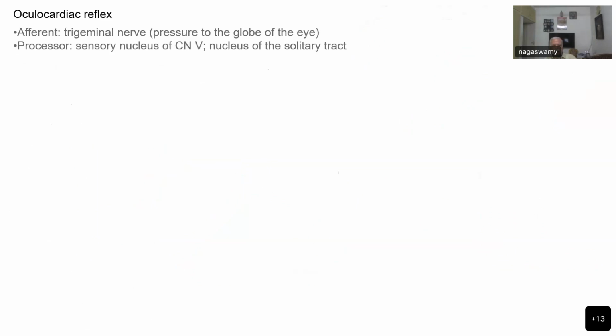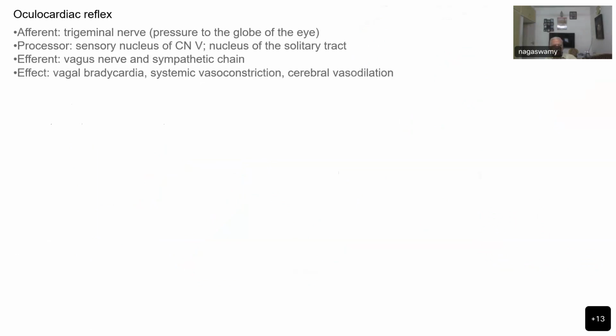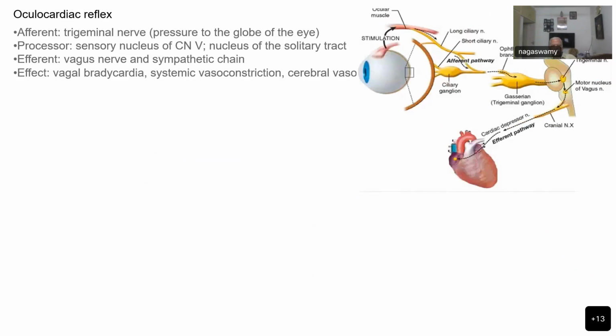Afferent is the trigeminal nerve, and the actual stimulus is pressure on the globe of the eye, and it is through the trigeminal nerve and its center which is causing the processing, and efferent is by vagus and sympathetic chain, and the effect is vagal bradycardia, systemic vasoconstriction, and cerebral vasodilatation. So this picture is for you to just remember the pathway.